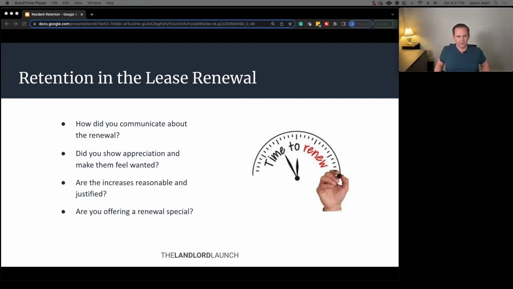Do you make them feel appreciated as a tenant as you go along? Do you want them to stay? Do you offer them incentives to stay? Is the increase reasonable? Can you justify the increase? Are you doubling the rent just because you can? Or are there real needs for increases? Because especially right now, where the cost of everything's going up, there are real needs for increases. And what are you telling the tenant about that?